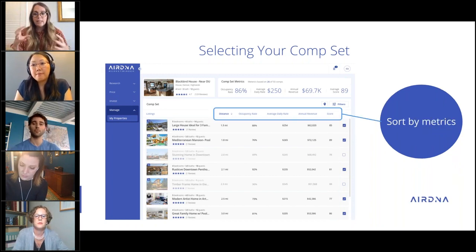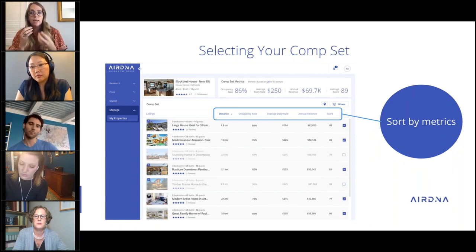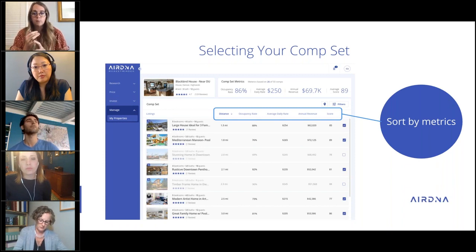And then once you start digging into the tool a little bit more, we provide different sorts of filters, again, to help you hone in on some of those intangibles, using a property's occupancy rate, their daily rate, their annual revenue, to start to get closer to properties that either look like yours or are aspirational to where you want your property to be.